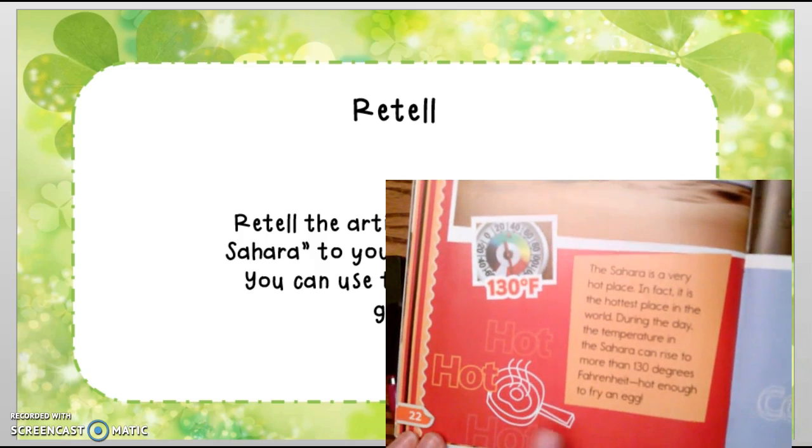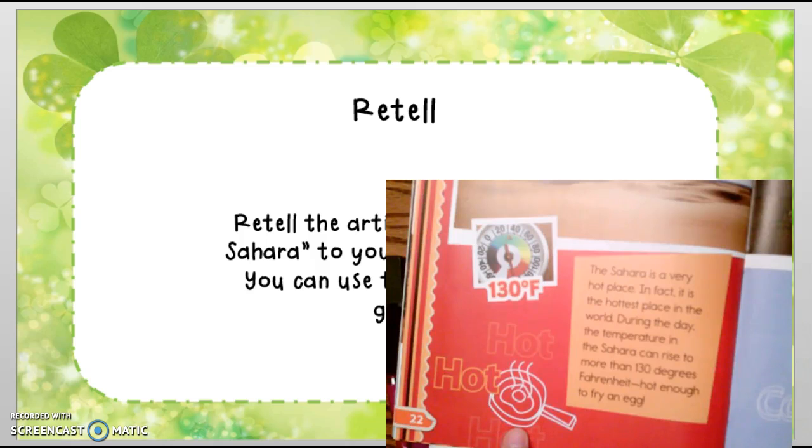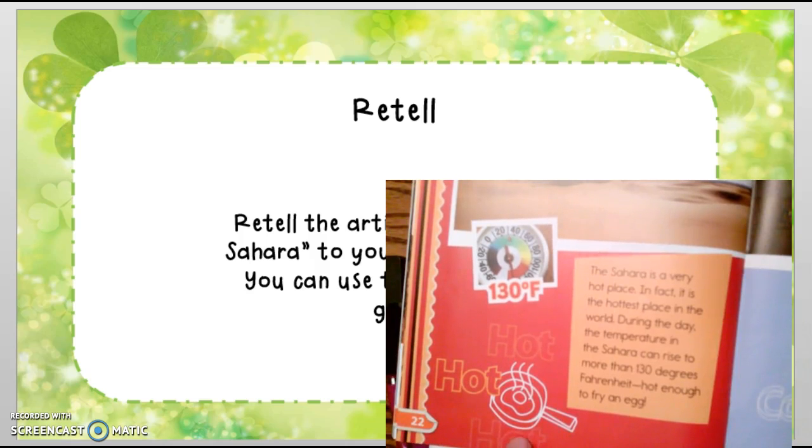Now look at this. On page 22, there's a picture of a frying pan. Why is there a picture of a frying pan? Let's think about this. There's an egg and you can see smoke coming off. Why do you think they put a picture of a frying pan? Well, they did this to show us that it gets really hot in the Sahara.